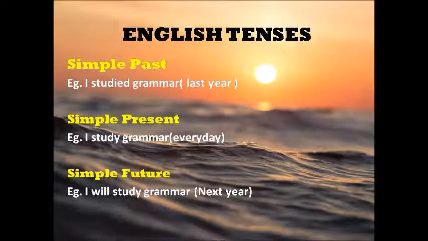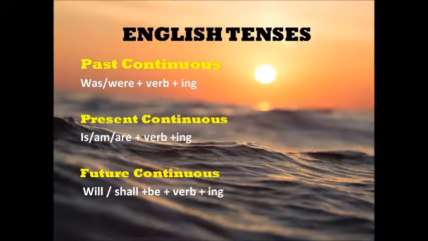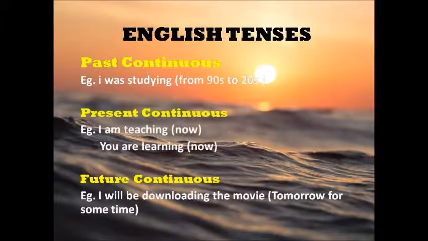Number two, let's compare how the continuous tense differs in past, present, and future. Past continuous comes with was or were plus verb plus ing. For present continuous, it's is or am or are plus verb plus ing. For future continuous, it's will or shall plus be plus verb plus ing. In past continuous, I was studying grammar. Means I was studying grammar for some time, maybe during my school days, but not anymore. That is maybe in the 90s or 20s.